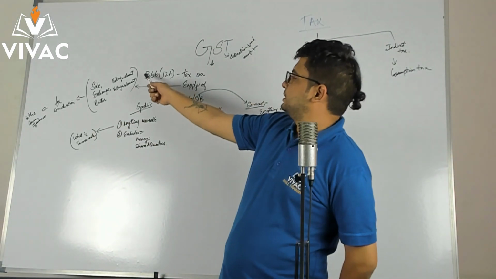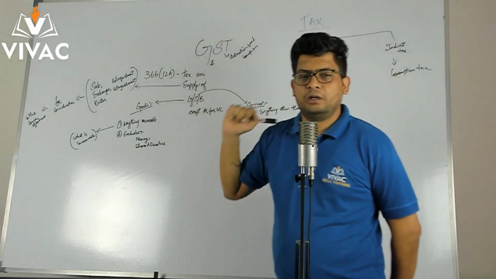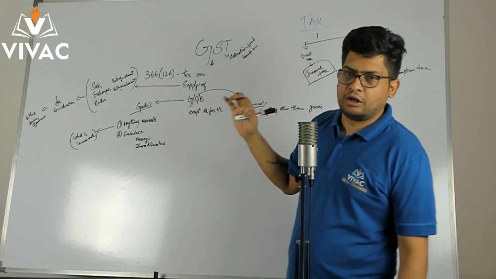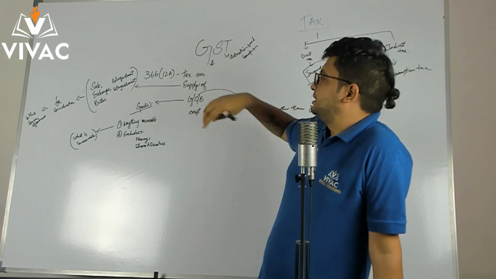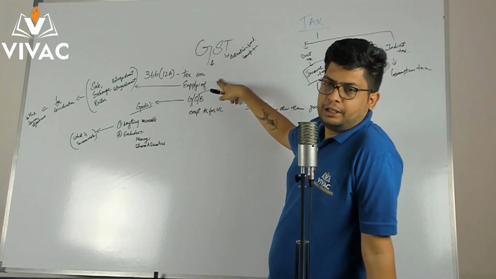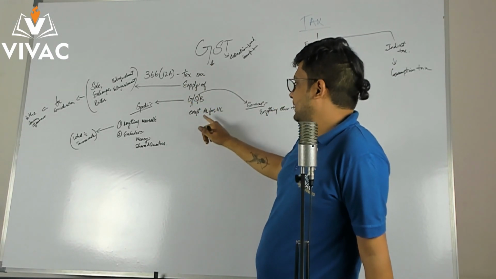The power is given by Article 366(12)(a). Do you need to remember it? No need. But still, everything comes from the Constitution. Article number 366(12)(a) says GST means a tax on supply of goods or services or both except AL for HC.